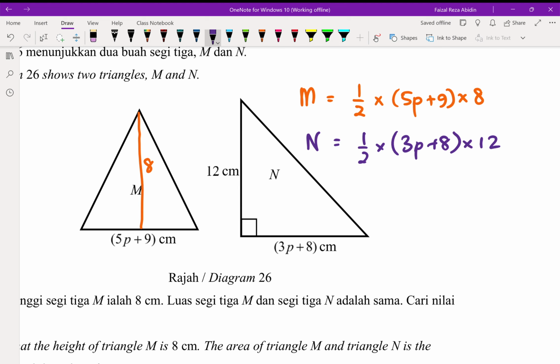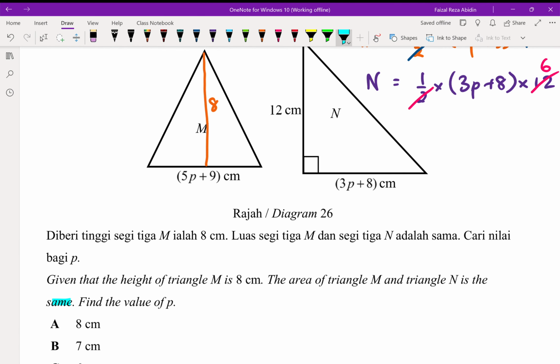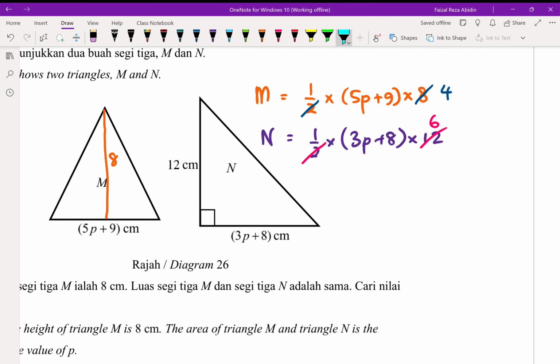Yes. So what you are going to do here, first thing first, 2 and 8 here, I'm going to get 4. Can? Okay. And also for this one, 2 and 12 here is going to be 6. Can, class? Okay. So, what we have just now, it's saying that the area is going to be the same. So, you are going to put both of our areas here, which is 5p plus 9. Did you want to expand straight away? Right. Means that I expand lah.